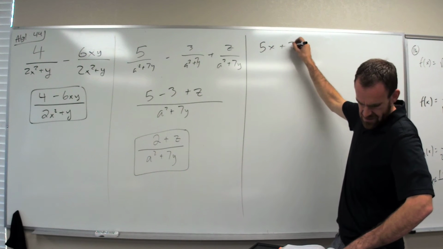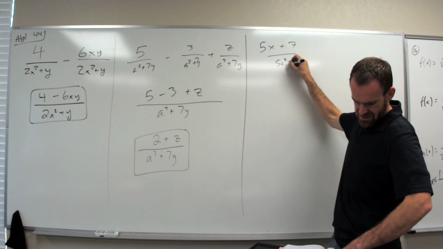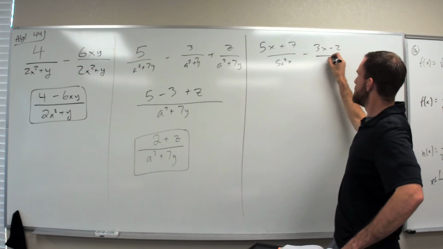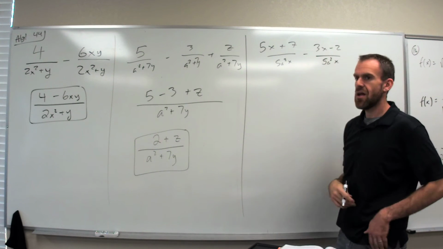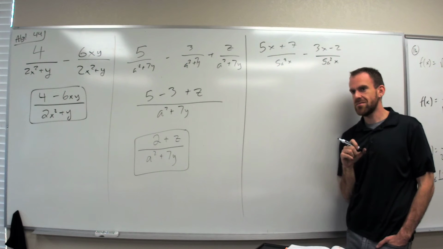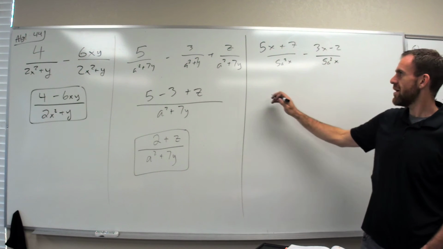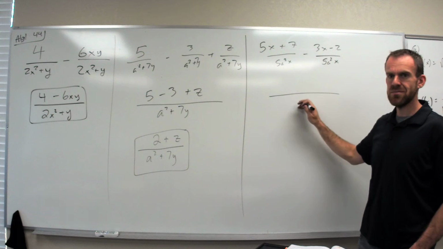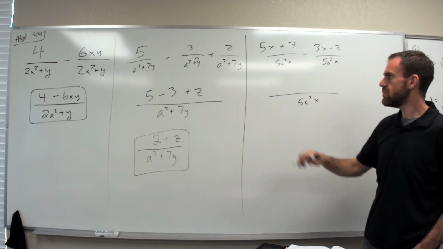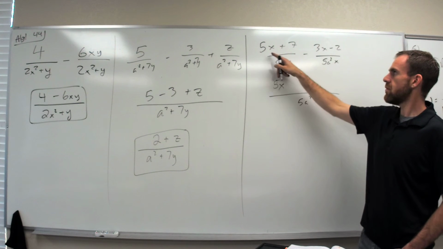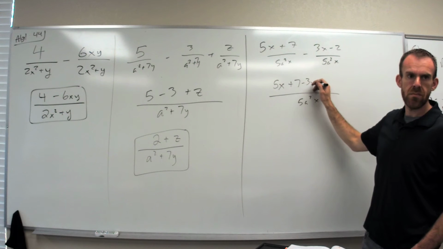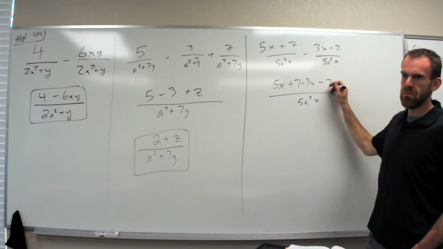5x plus 7 over 5a squared x minus 3x minus 2 over 5a squared x. I can guarantee that over half of you will make this error. What does this become? The denominator is the same, so we have 5a squared x. What's the top? 8x. 5x plus 7 minus 3x minus 2. That's wrong.